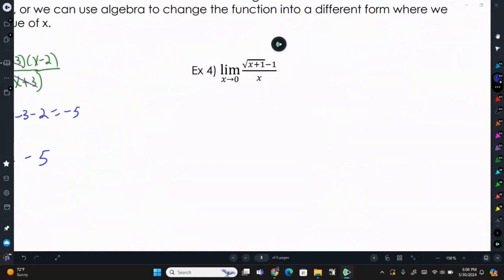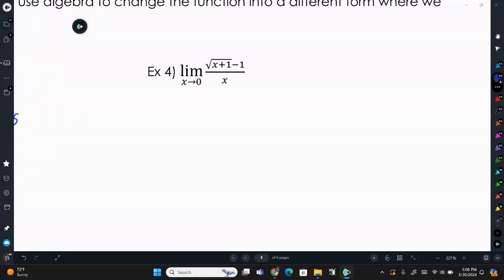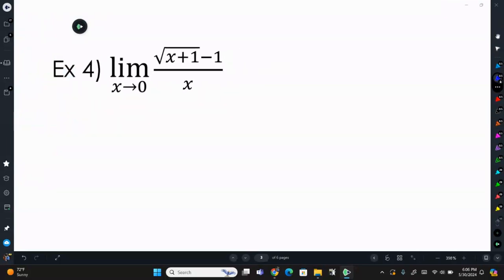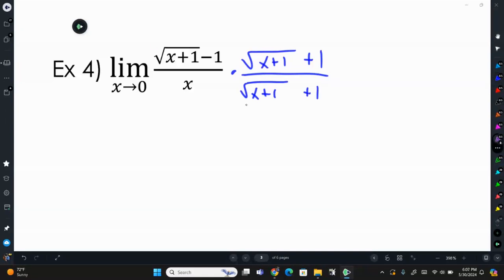All right, now example 4, we can't substitute in 0 because that gives us a 0 in the denominator. We can't factor the numerator. So what we're going to do is we're going to be using the rationalization technique. Normally we rationalize the denominator, but for this one, our radicals are in the numerator, so we're going to multiply the top and bottom by the conjugate, x plus 1 over x plus 1 plus 1. So we're using the conjugate of the numerator.